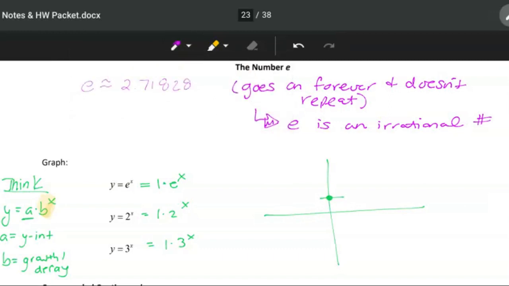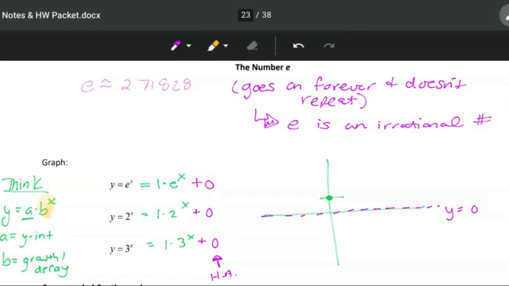Similarly, they all have the same horizontal asymptote. You could put a plus 0 on the end. Remember that number added onto the end? That's your horizontal asymptote. So we're going to have a horizontal asymptote at y equals 0.